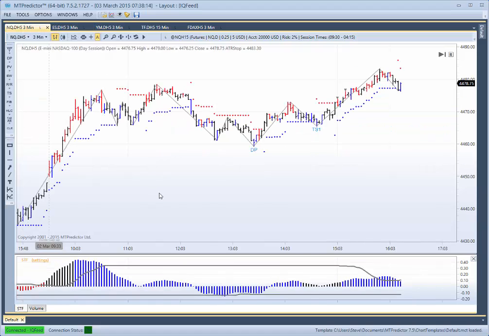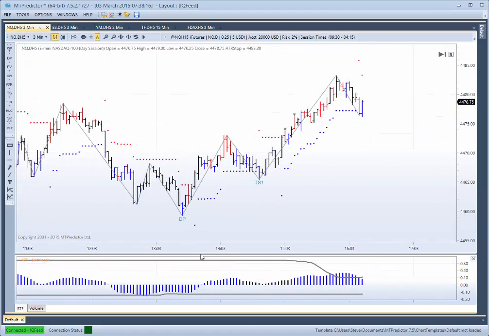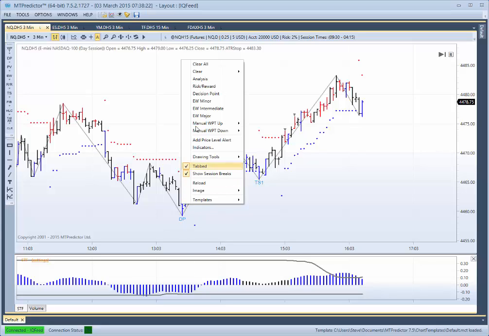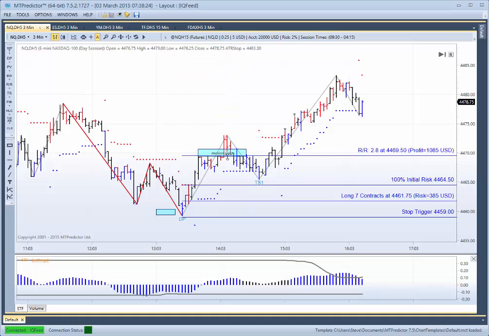Let's have a look at the NQ. The NQ is a lot nicer. In other words, later in the day we had a nice DP buy setup here on a blue STF, so a standard trader would have taken this and come out at the first target for a nice 2.8 hour profit. Instantly you can see how the profits are much larger than the losses, with our -1 hour loss on the ES and plus 2.8 hour profit on the NQ.